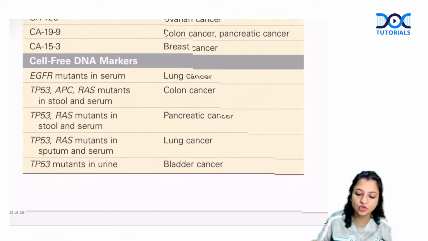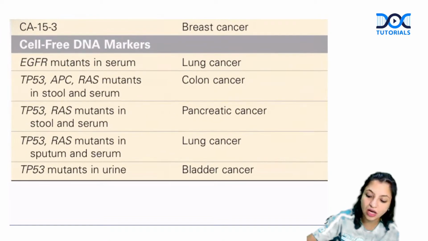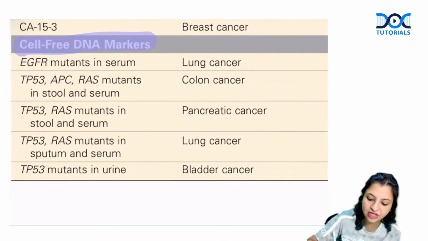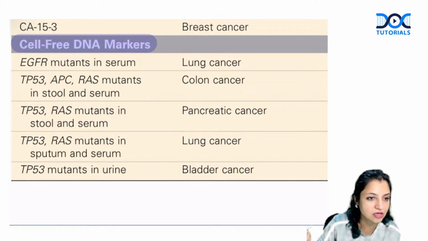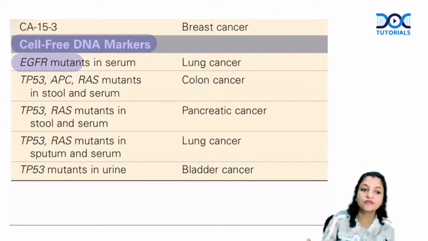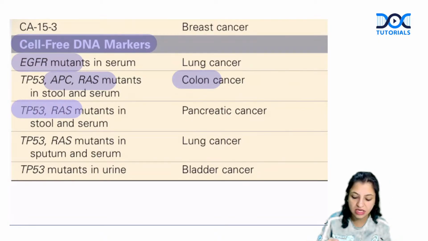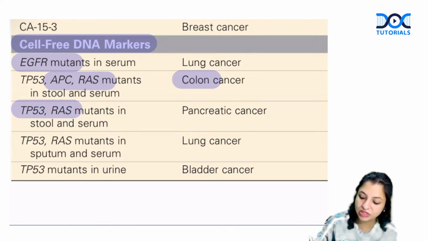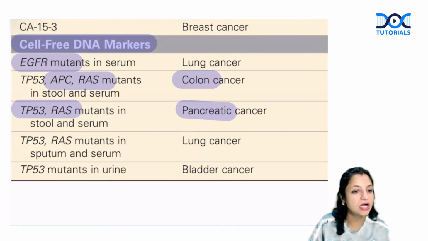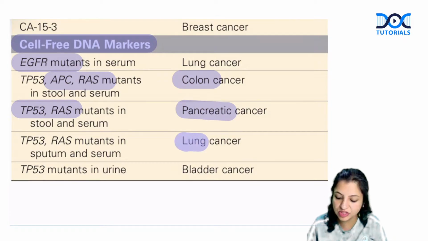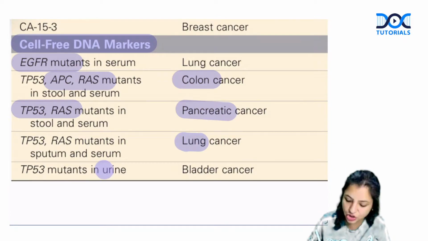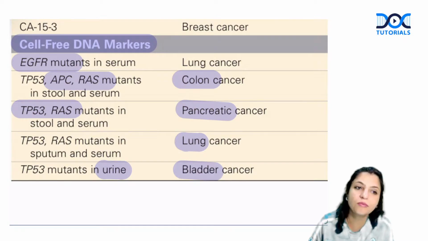And another set of new markers that have come into attention are now called cell-free DNA markers. So they are cell-free DNA markers like EGFR. So EGFR is positive in lung cancer. Suppose if you detect APC, KRAS and P53 in the stool, that is positive in colon cancer. Similarly, if you detect P53 and RAS in the stool, then it can also be seen in pancreatic cancer. If you see it in sputum, then it is positive for lung cancer. If you see it in urine, P53, then it is positive for bladder cancer.